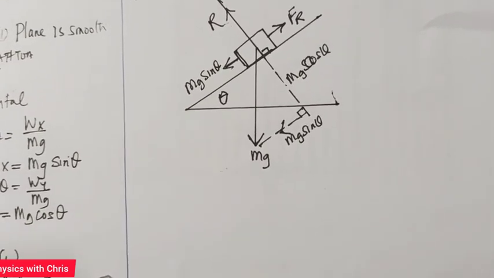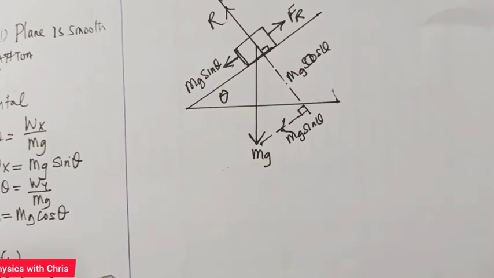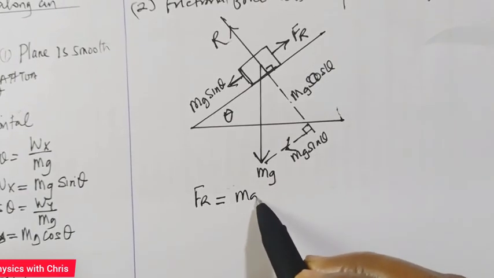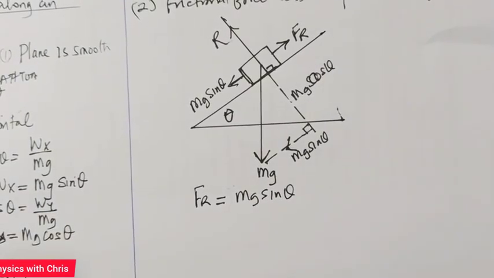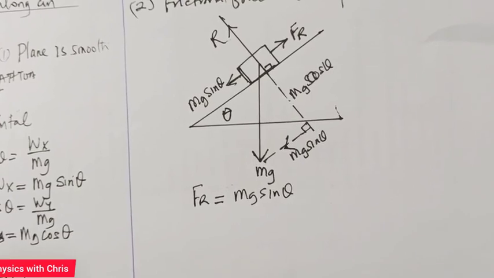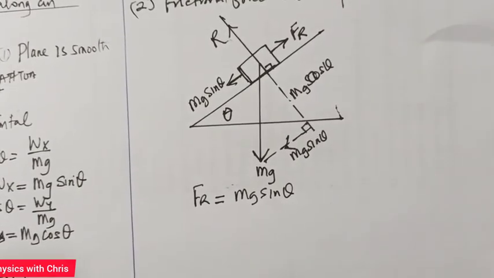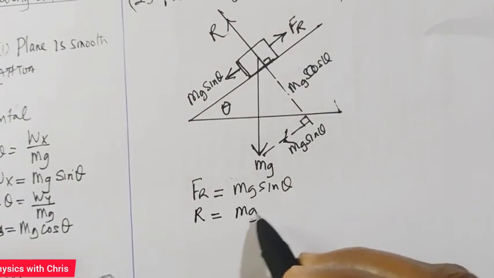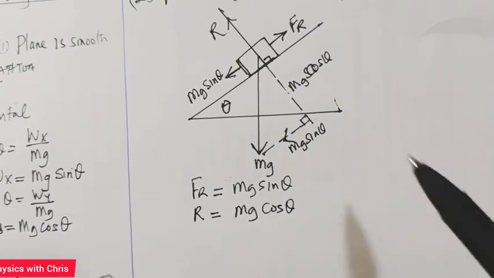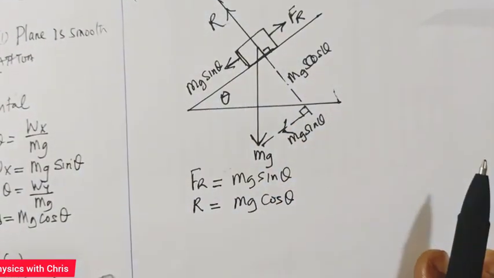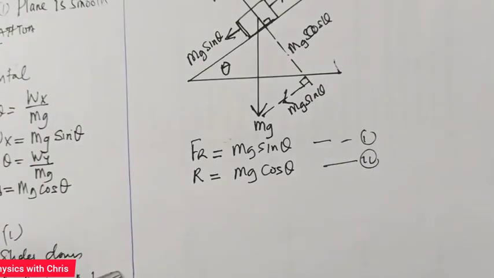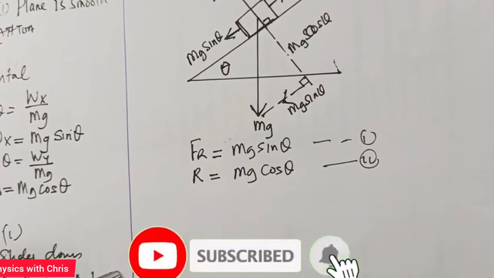So now, suppose the block is just about to slide down. It's still possible to say that Fr, which is frictional force, equals mg sine theta. And by this, you'll be able to calculate the coefficient of static friction between the surface of the block and the plane surface. So I now have my R, normal reaction, as mg cos theta. Of course, you know that the normal reaction is balanced by mg cos theta. With these two equations, we can go ahead to determine the value of the coefficient of static friction. This is the case where the body is about to start sliding down.